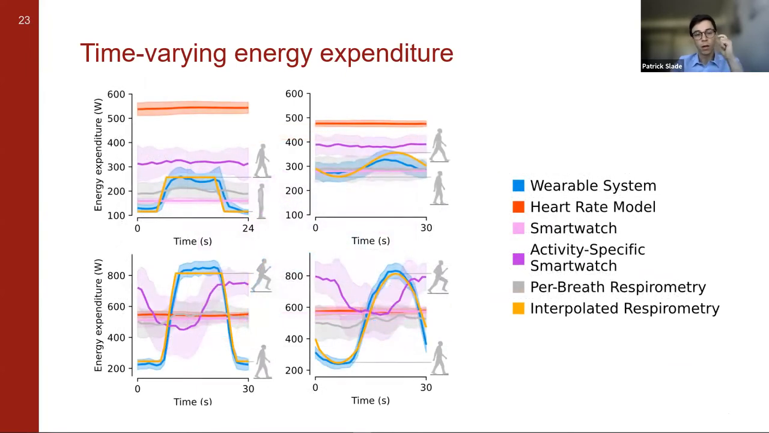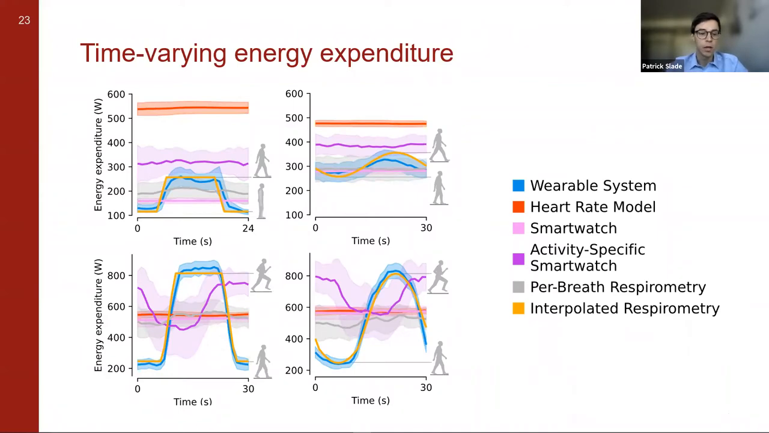We evaluated a couple other time-varying cases, such as changing walking speed, changing from walk to run, and sinusoidally varying walk to run. And in all these cases, we saw that the wearable system really accurately tracked these changes despite really rapid changes from walking to running.